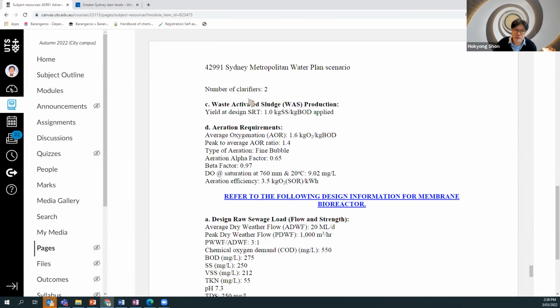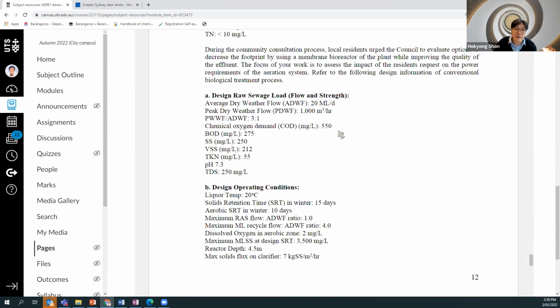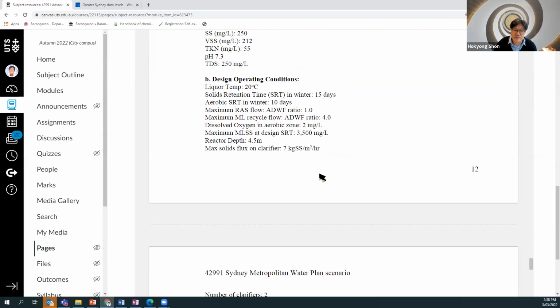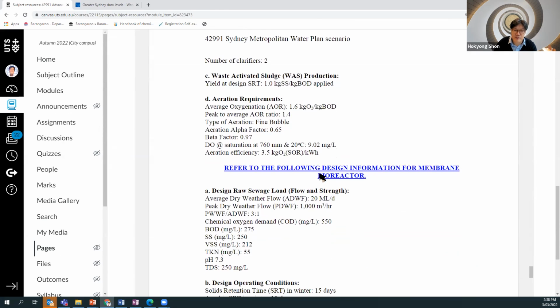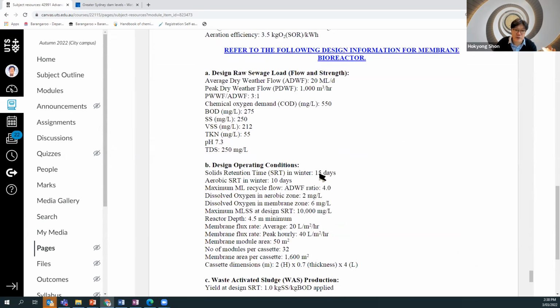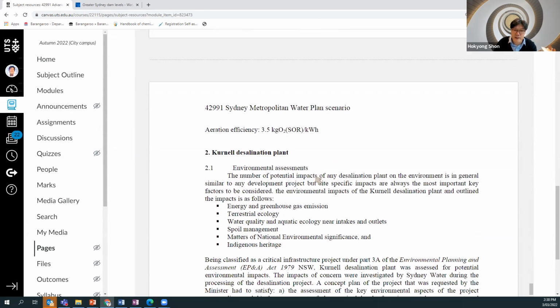Based on these parameters, you can think about an assessment tool, how we can compare this conventional biological treatment process with the advanced wastewater reuse plant. And then for assessment 3, we need to design a seawater desalination plant located in Cornell.